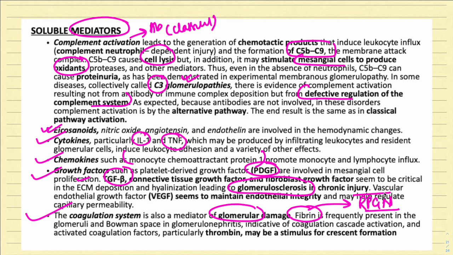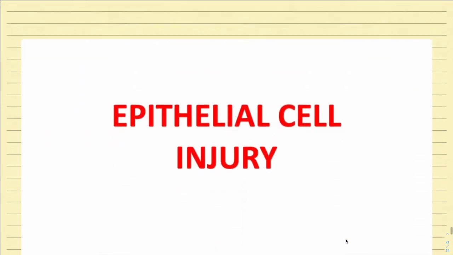So a very important thing is that this shows us the coagulation system has some role in this glomerular damage. They are thinking that particularly thrombin may be a stimulus for the formation of the crescent or the RPGN. Now, epithelial cell injury.